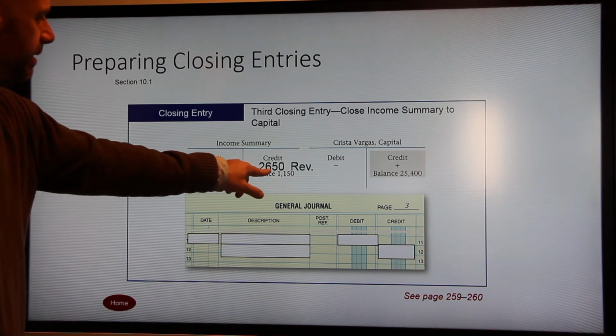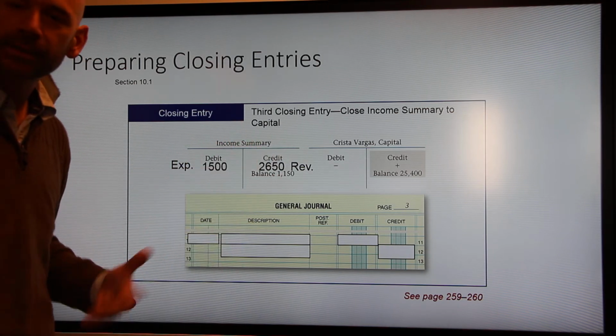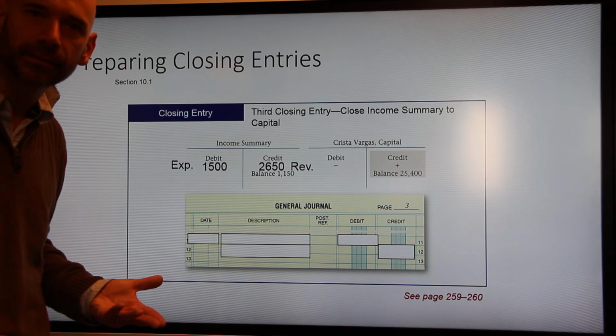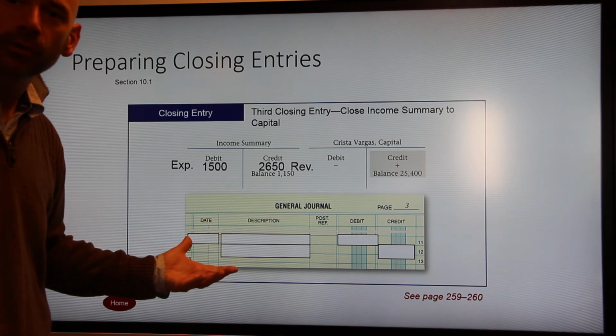$1,150 is the balance, $2,650 minus $1,500, and the reason why it's a credit balance is because we have more credit. There's more value on our credit side. Our revenue was greater than our expenses, okay? But it can't stay that way. $1,150, remember, income summary has to go back to zero.